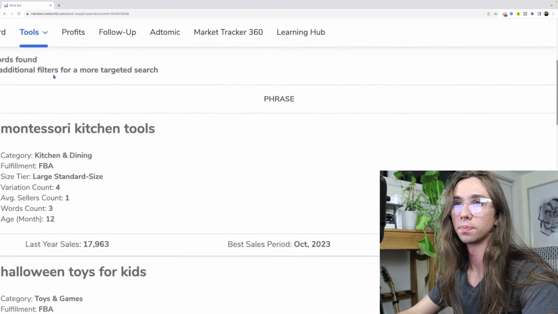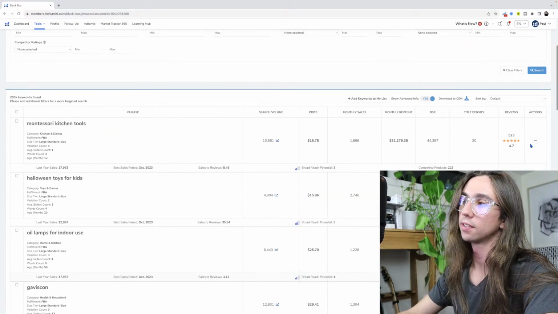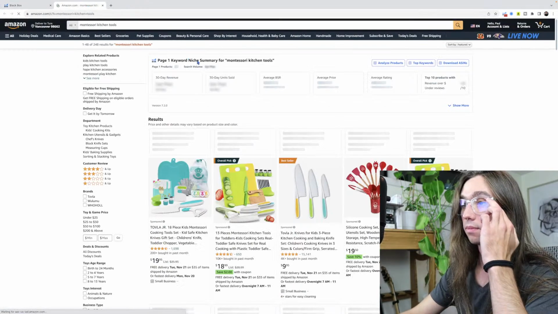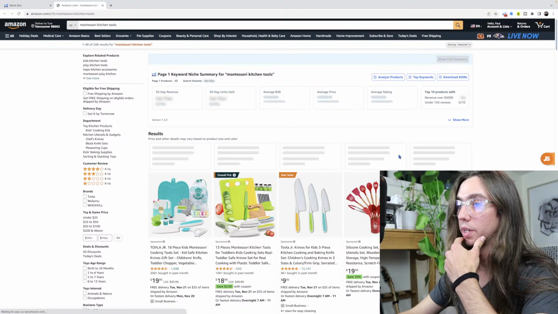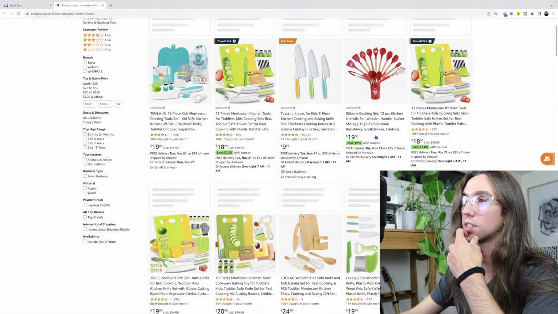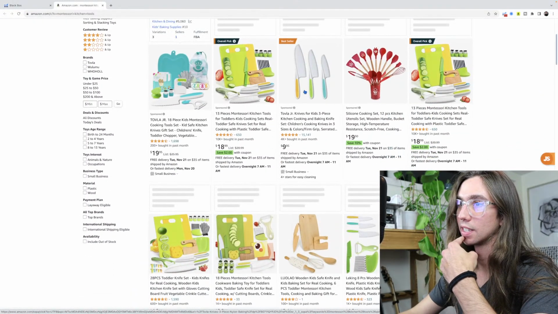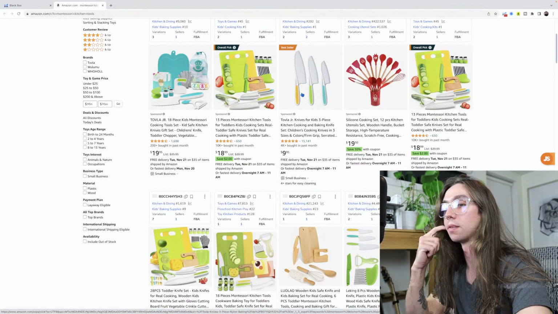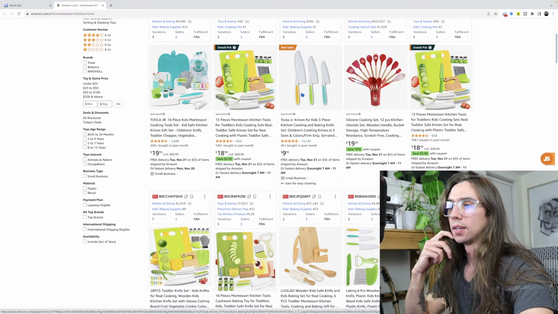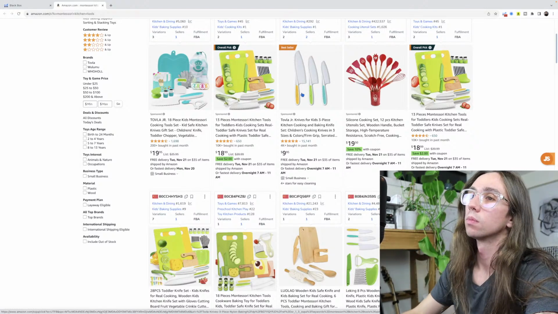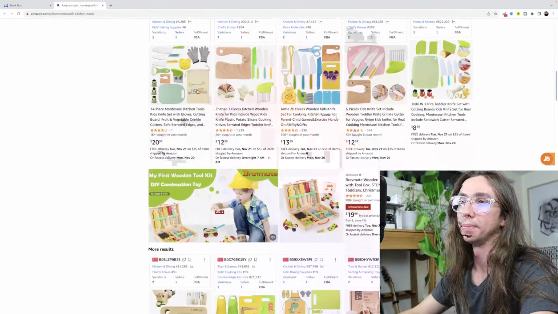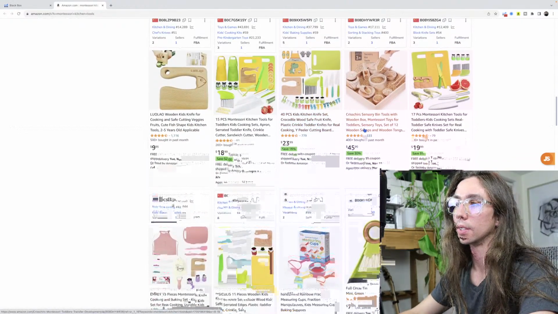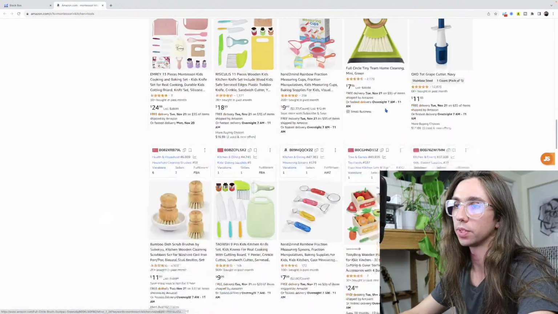Montessori kitchen tools. So are we saying for kids? Or are we just saying wooden? Definitely for kids. Wait, no. Wait, yes. I don't know. I got confused because I saw knives. And then I said, wait, no. But then I realized they were plastic serrated kids' knives. Okay. I would make the knives wooden. That's kind of the whole point.